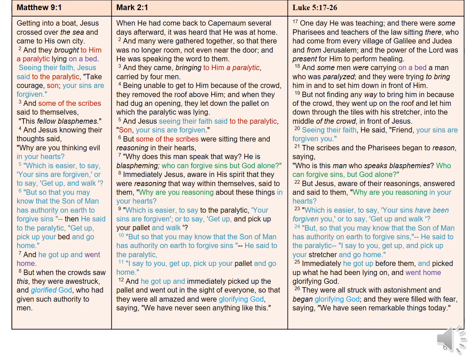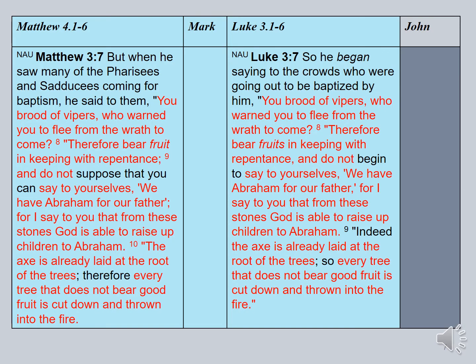The same kind of analysis can be done where Mark drops out. And so on this next slide, we have some of the teaching of John the Baptist that is found only in Matthew and Luke, and not in Mark at all. And notice that we have quite a bit of overlap between Matthew and Luke. So we obviously can't explain this in terms of borrowing from Mark. We have to assume that there's some other source that they have in common.